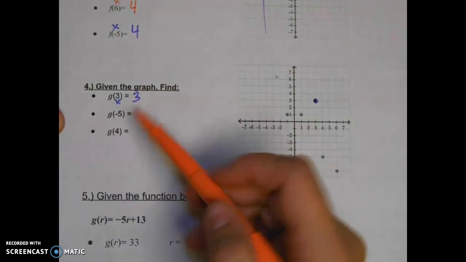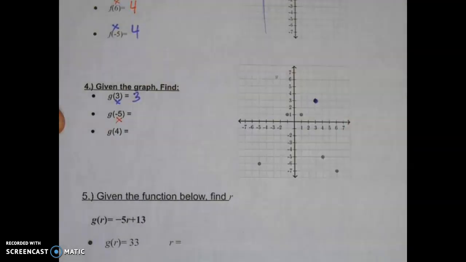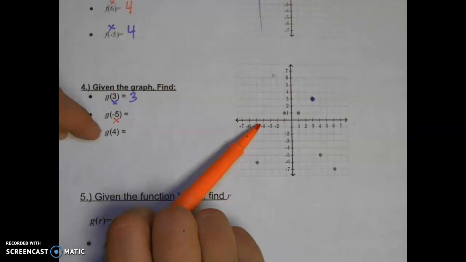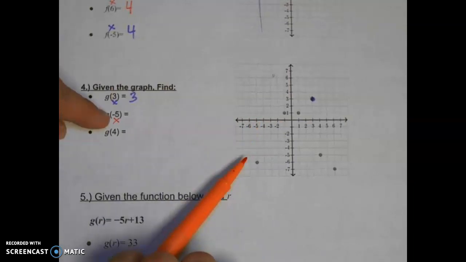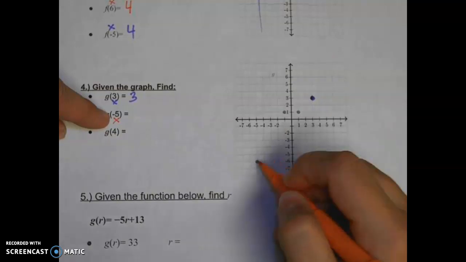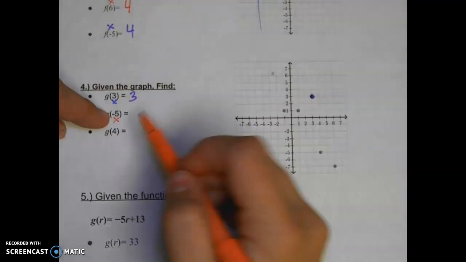Next, we're going to have g at -5. What is going to be my y? It's going to be -6. So here's my -5 on my x-axis, because that's the x we're looking for. We're going to go all the way down and see that it's a -6.